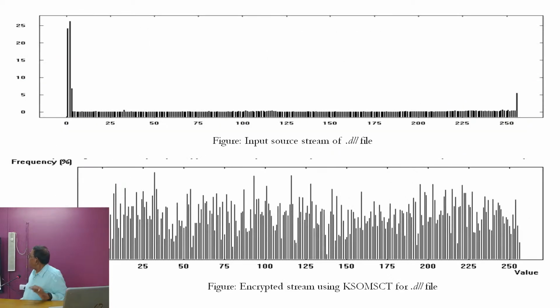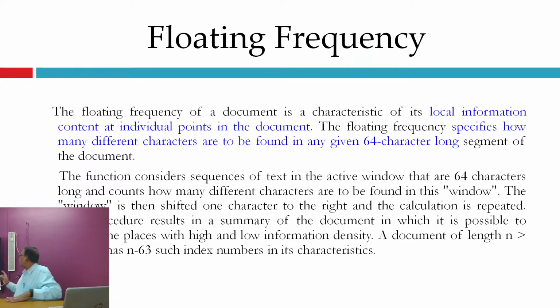Let's see, the first one is the frequency distribution. That means what the frequency distribution was in the input file and what it was after implementing the method on that particular data. You see, frequencies are distributed. Then we have the floating frequency.